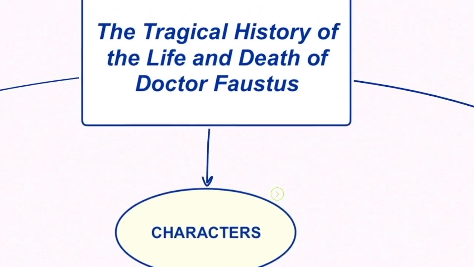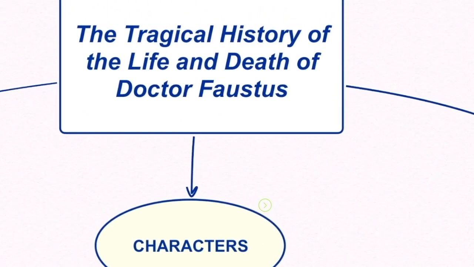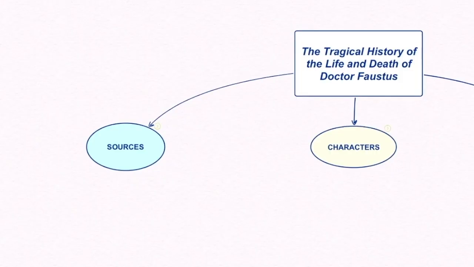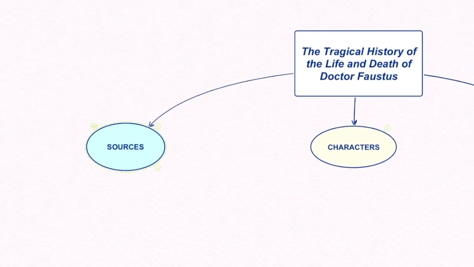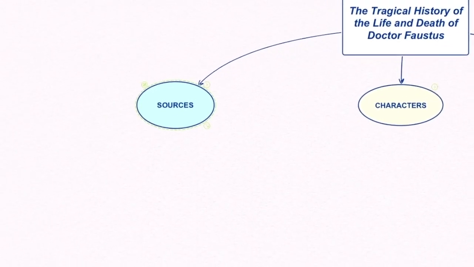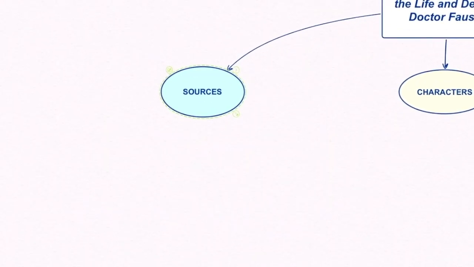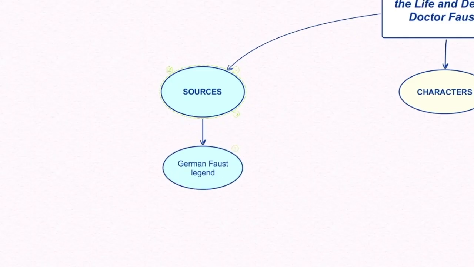At the top left of your mind map, under the main title, write sources. Draw one main branch downward from that circle. On that branch, write German Faust Legend. Beneath it, draw 3 small sub-branches and write Pact with the Devil, Knowledge and Power, Moral Warning.